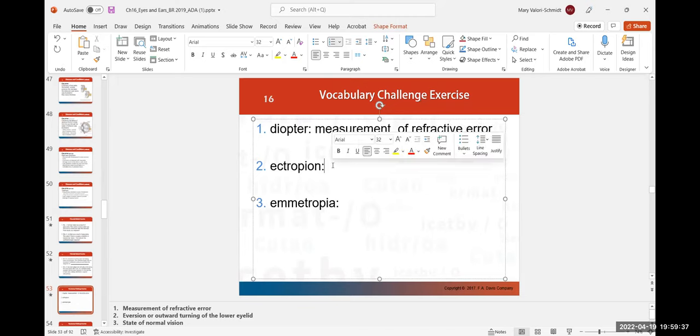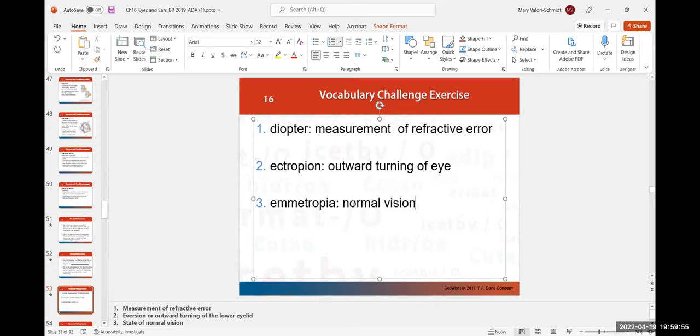And ectropion is where the lower eyelid or the eye is turning outward. So I'm just going to say outward turning of eye. And then if you have normal vision, that's emmetropia. And I hate the word normal, but you guys all know what I mean. You can see everything without difficulty.